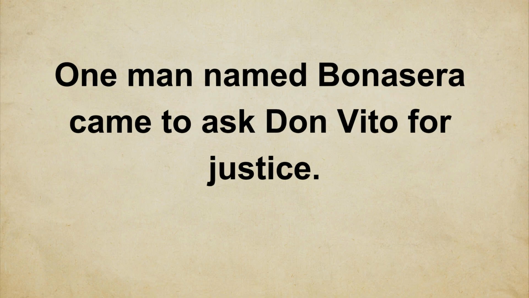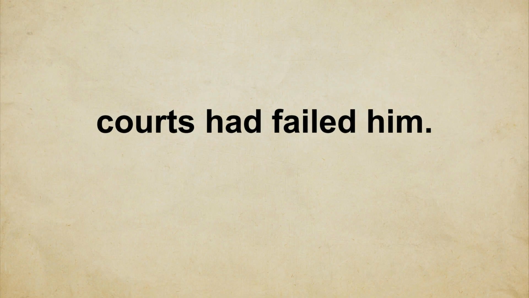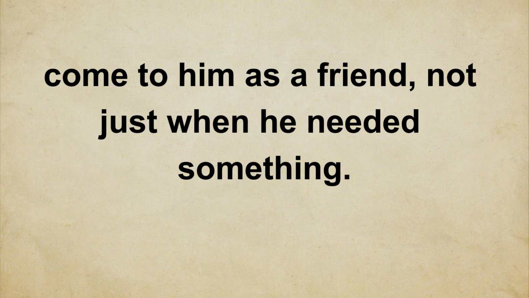One man named Bonacera came to ask Don Vito for justice. His daughter had been hurt by some young men, and he wanted them punished because the American courts had failed him. Don Vito listened carefully and agreed to help, but he reminded Bonacera that he should have come to him as a friend, not just when he needed something.